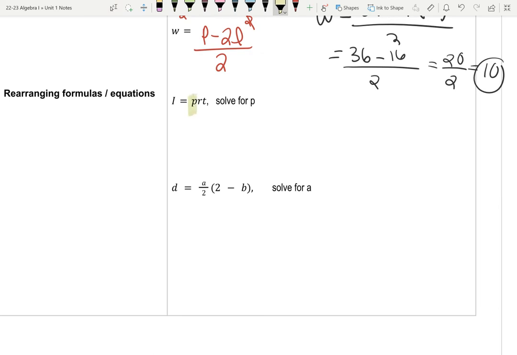So that means that I want to get P alone. So this is really like I equals P times R times T. So if I want P to be alone, I have to do the opposite and get rid of that R and that T. So I'm going to divide by RT on both sides. So I have I over RT is equal to P.